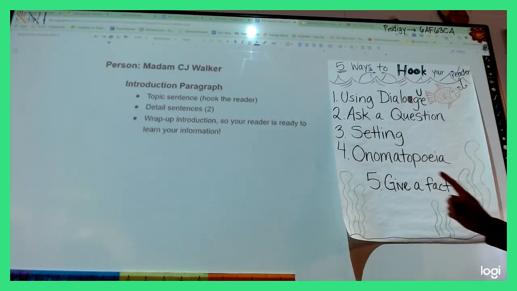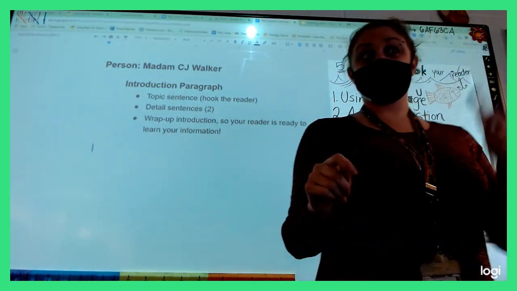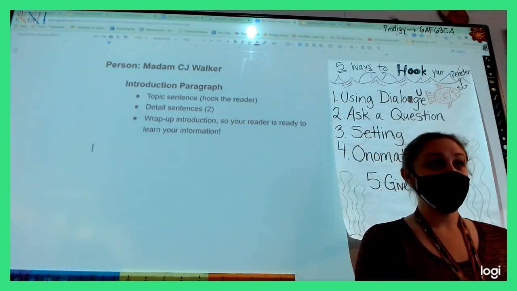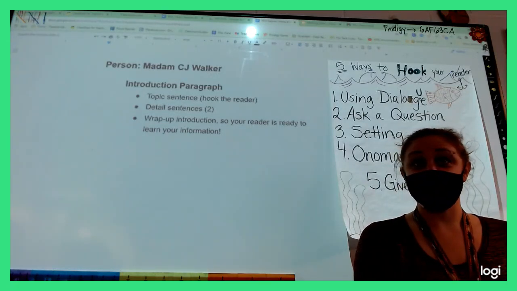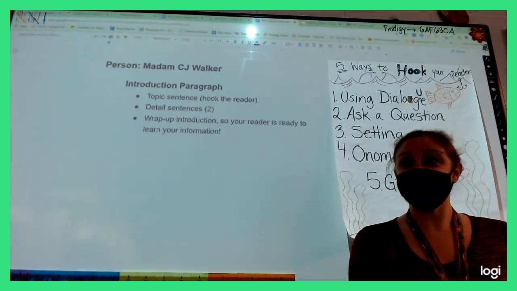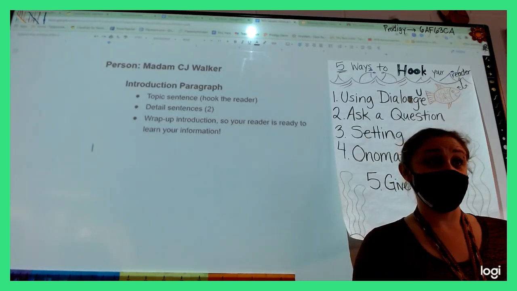Why do you think it's important that the first sentence of our entire research paper is a hook? Noah? So the reader doesn't say, I don't want this book, and just doesn't read it. Yeah, you've all read a book like that, right? You read the first sentence or two and you're like, nope, that's a dud, okay? You don't want your reader thinking that about your paper because you've worked so hard on it.